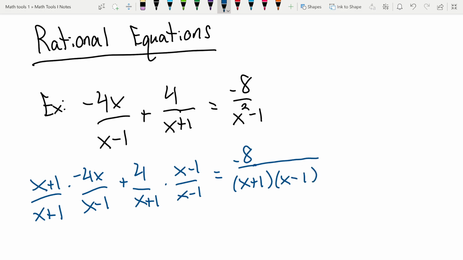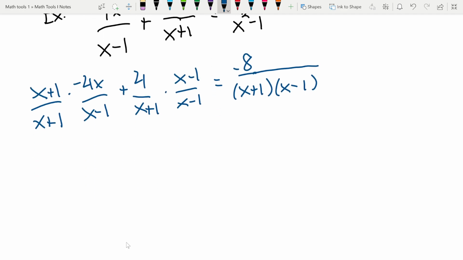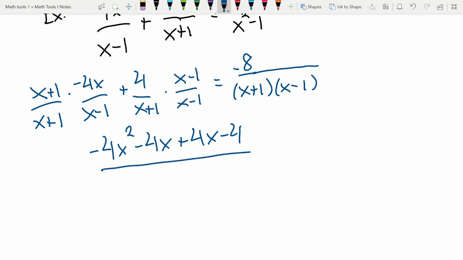Okay. So now we'll go ahead and do the multiplication. So we have negative 4x squared minus 4x plus 4x minus 4 all over x plus 1, x minus 1. Okay, so I kind of did the addition and the individual multiplications all in one step here. So this actually, some things cancel out, right? We have the minus 4x and the plus 4x canceling out.